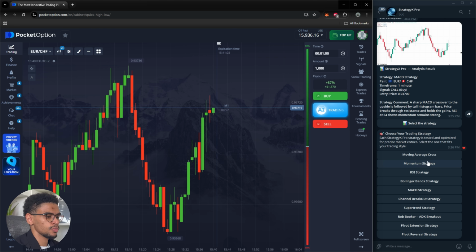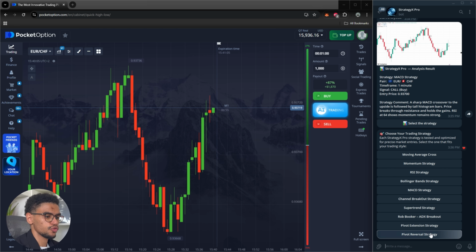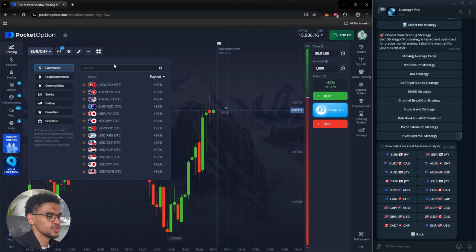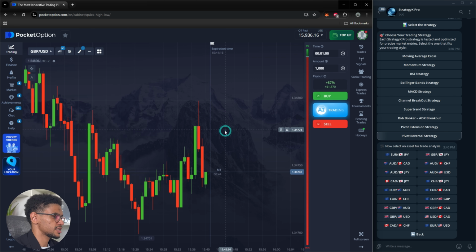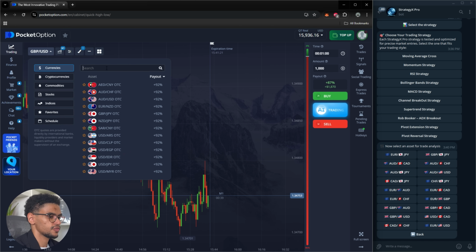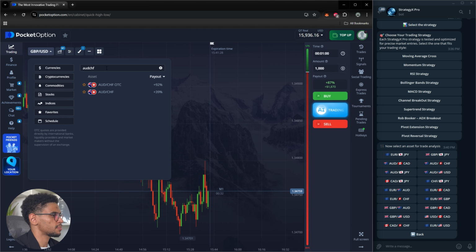All right, let's select a more complex strategy. Now let's go for pivot reversal strategy, and next step is to find an asset you want to trade on. We were at Euro Swiss franc, so let's go down the line, and Great Britain United States dollar, and there it is, 87%. However, the chart is a bit choppy in this area, so I want to find a more stable situation, and let's go through these. If we won't find anything, I'm gonna go back to the Great Britain pound, United States dollar. Very simple. You just go through these, you try to find something that looks good for you, and you then just place a trade.